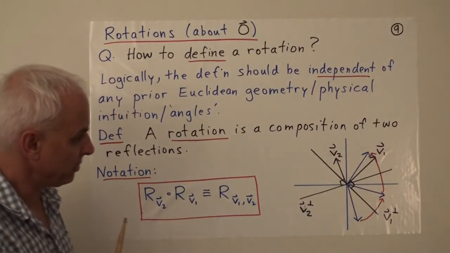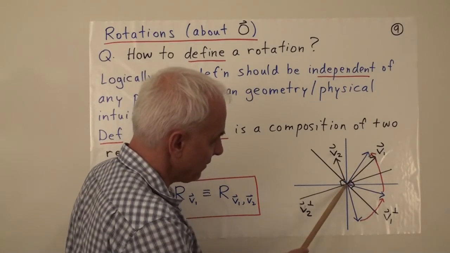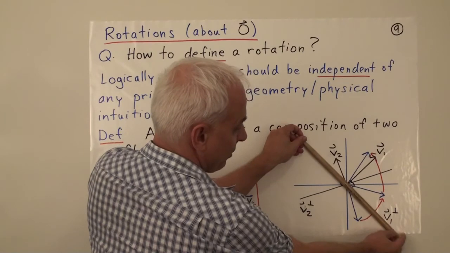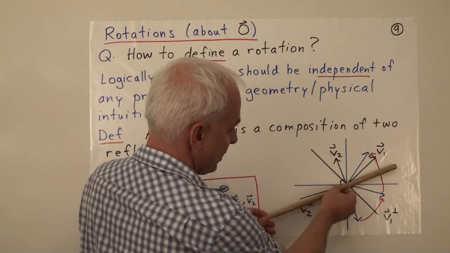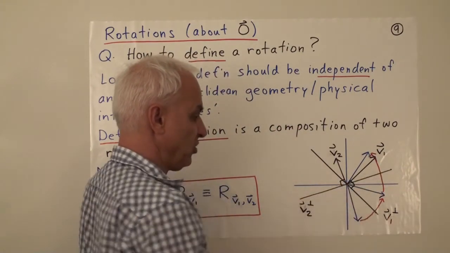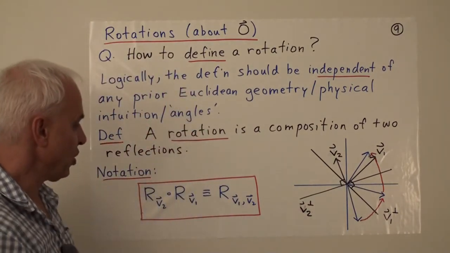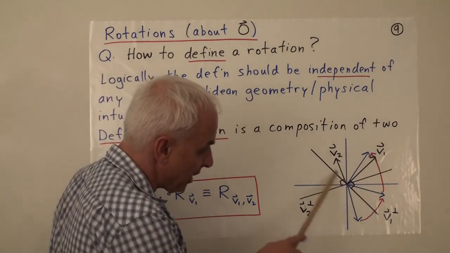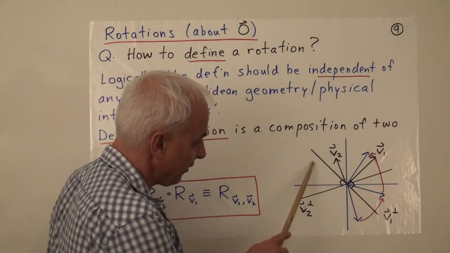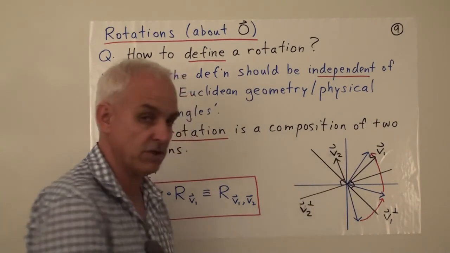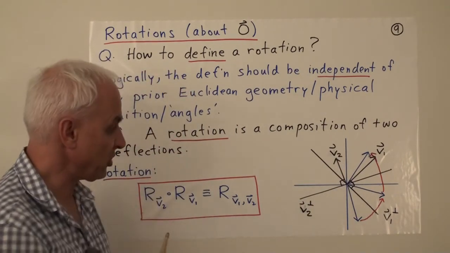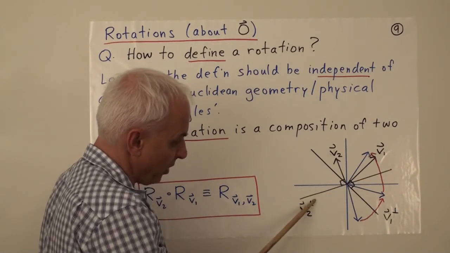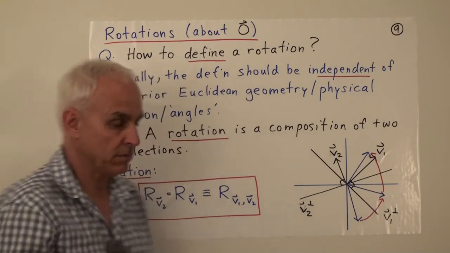So, an example. Here's a vector v1, here's a vector v2. Here is the perpendicular line to v1, might call that v1 perp, and here is the perpendicular line to v2, I might call that v2 perp. So we can think about the reflection r sub v1, which is the reflection in this line v1 perp. Sends that point to that point, sends that point to that point, and so on. We can think about the reflection r sub v2, which is reflection in this line. Sends this point to this point, and so on.